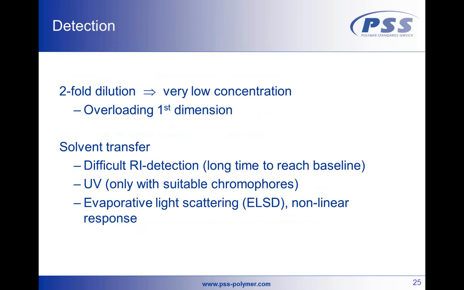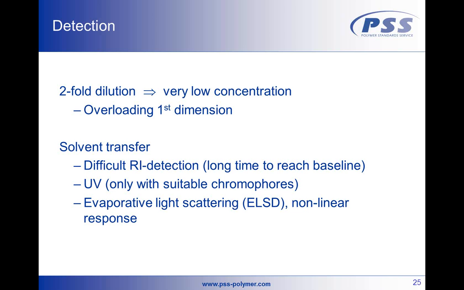Detection. Detection is another issue. Because you have a two-fold dilution, you do a separation in the first dimension, and all these fractions will be separated once more in the second dimension. You end up with very low concentrations at the detector. And that is the reason why we typically overload the column in the first dimension. Again, some overloading might be allowed because afterwards you will not have the full potential, but you get additional information.